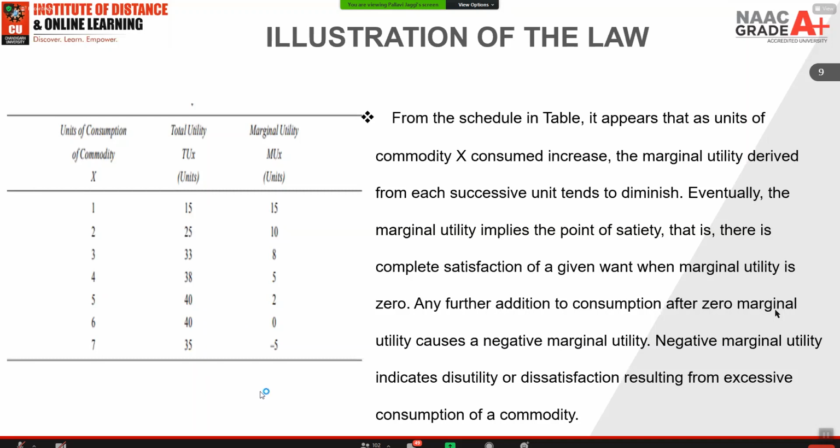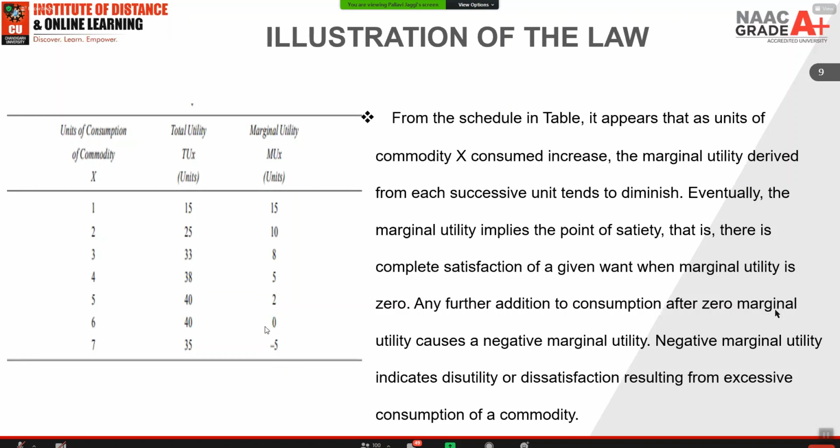So this is telling us what? That marginal utility implies the point of satiety, that is, there is complete satisfaction of a given want, and you can see at the point of 6 units of the commodity, the marginal utility is 0. So any further consumption, when you consume goods beyond this point, will cause what? Negative marginal utility, that is minus 5.